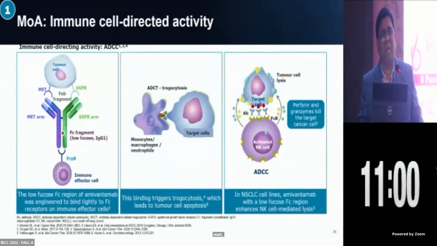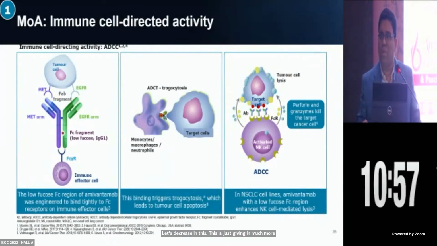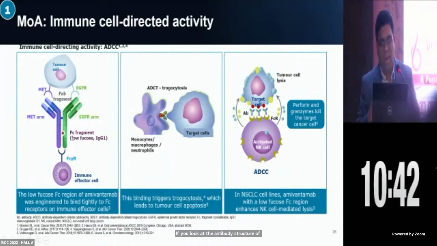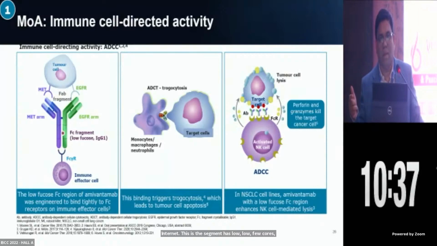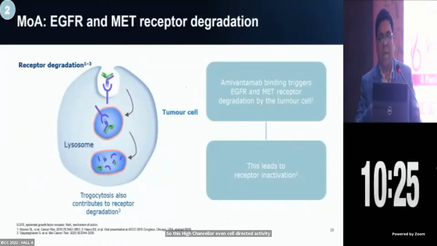This is just giving in much more detail how, when you use Amivantamab, you would have more immune cell directed activity. That's only one thing which I would try to focus on here. If you look at the antibody structure of Amivantamab, the Fc segment has low fucose, and if any antibody's Fc segment has low fucose, it becomes a better antigen, and it attracts more immune cells, which this antibody does. So there's a high chance of immune cell directed activity against this antibody. This is again a diagrammatic representation of how the receptor degradation happens, with which these activated receptors can get inactivated.